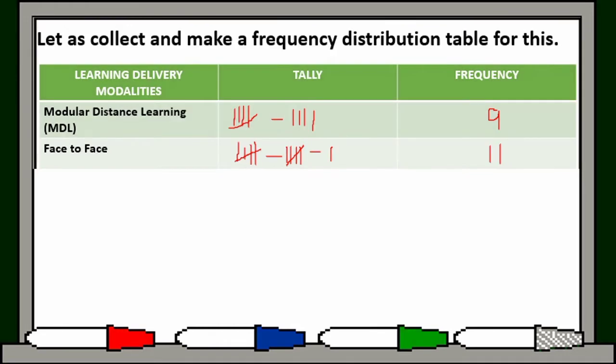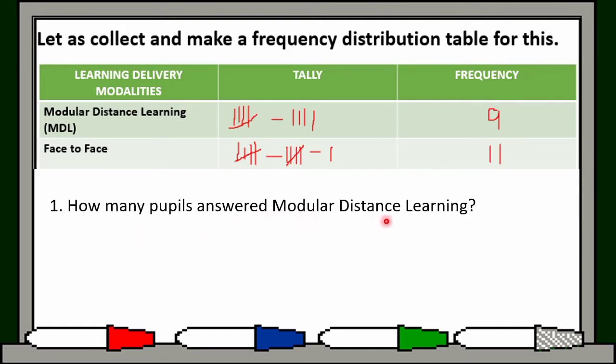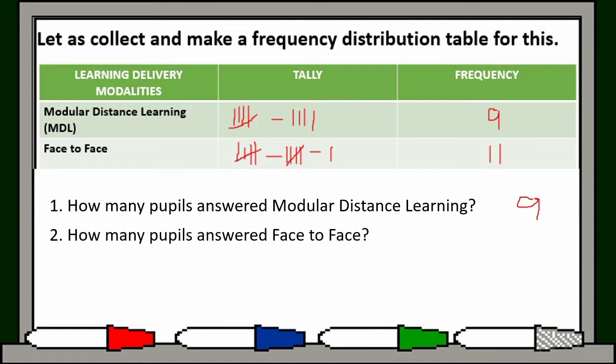Let us answer the following questions. How many pupils answered modular distance learning? So based on our frequency distribution table, 9 pupils answered or chose modular distance learning. Okay, so let us write 9 as our answer for question number 1. And number 2, how many pupils answered face-to-face? So based on our frequency distribution table, 11 pupils chose face-to-face. So the answer for question number 2 is 11.